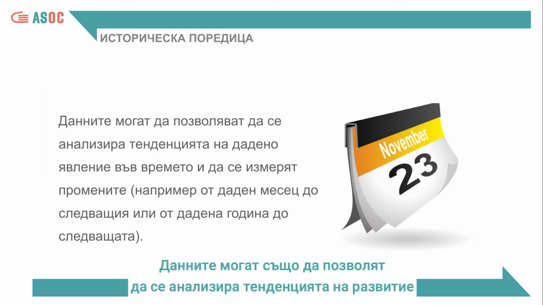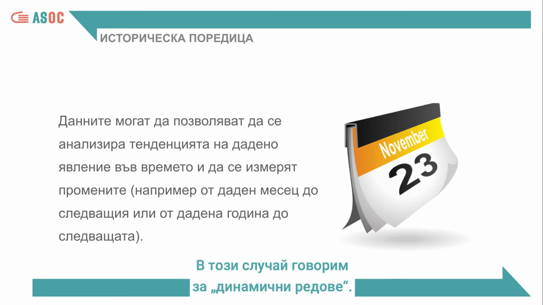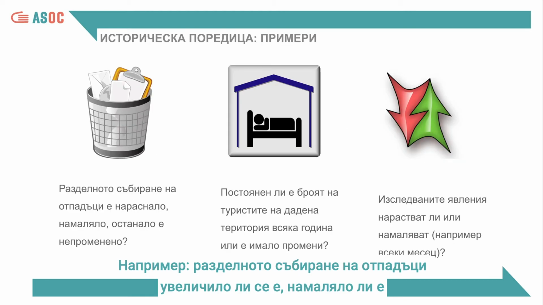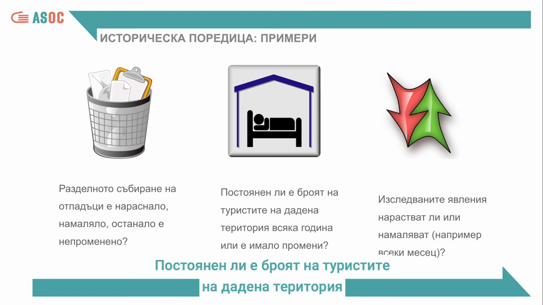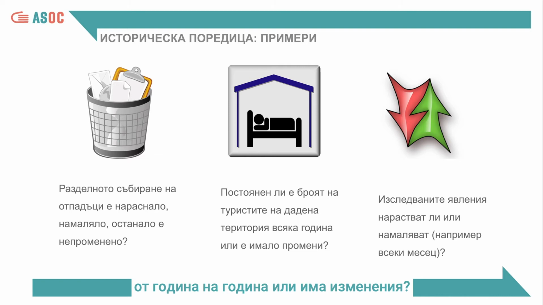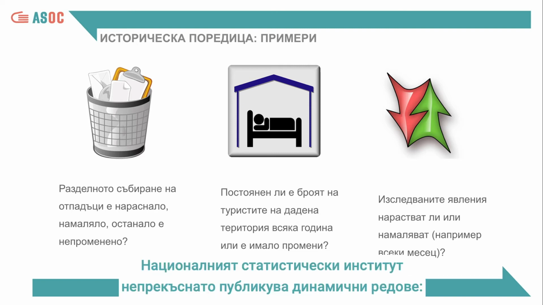The data can also allow for analysis of the development of a phenomenon over time and determine the changes. In this case, we're talking about time series. For example, has waste sorting increased, decreased, or remained stable? Is the number of tourists in a territory the same from year to year, or are there changes? Is the phenomenon in question growing or shrinking? The National Statistics Institute continually publishes time series.